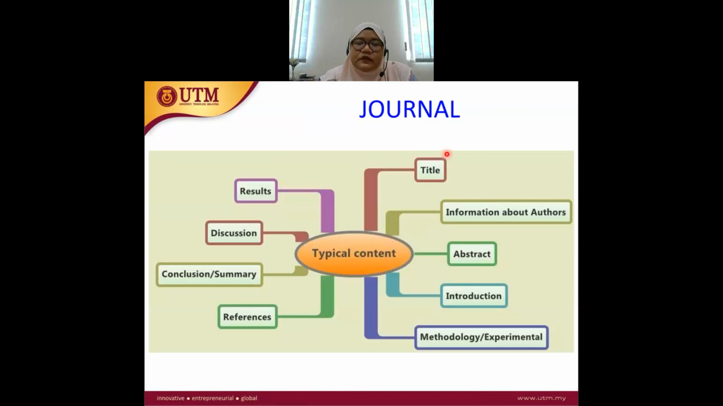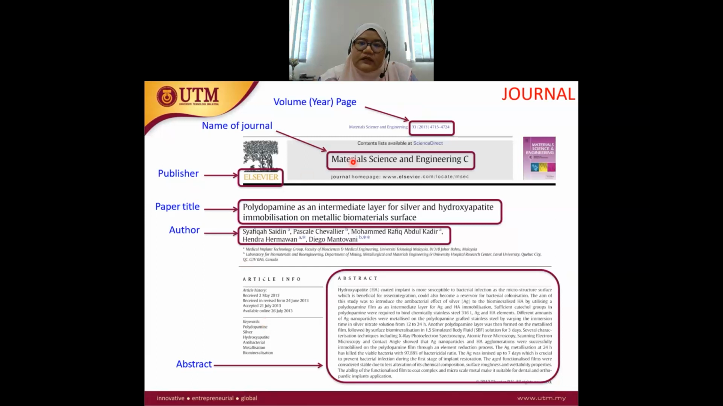Okay, so what is the content in the journal? First, we have the title. Okay, of course, information about authors, abstract, introduction, methodology, results and discussion, conclusion, and of course the references. Okay, this is one example of a journal. So I will talk about every part in the journal.